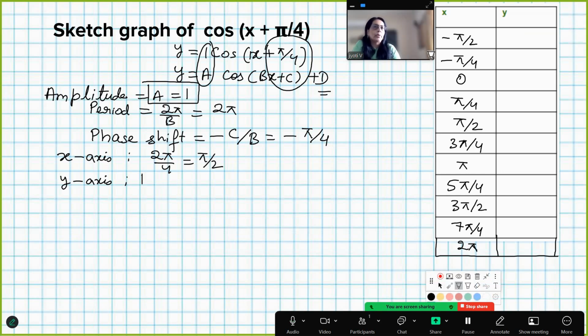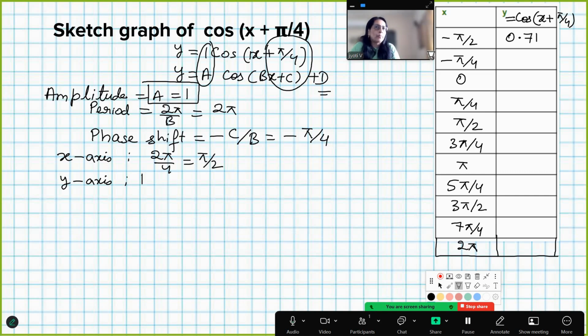Now let's start putting the values. y is actually cos of x plus pi by 4. So in place of x, these values of x will be substituted and solved. First, x is negative pi by 2. Negative pi by 2 plus pi by 4 means pi by 2 minus pi by 4, which is negative pi by 4. Cos of negative theta is cos theta. So this will be 1 by root 2, which is 0.71 approximately.